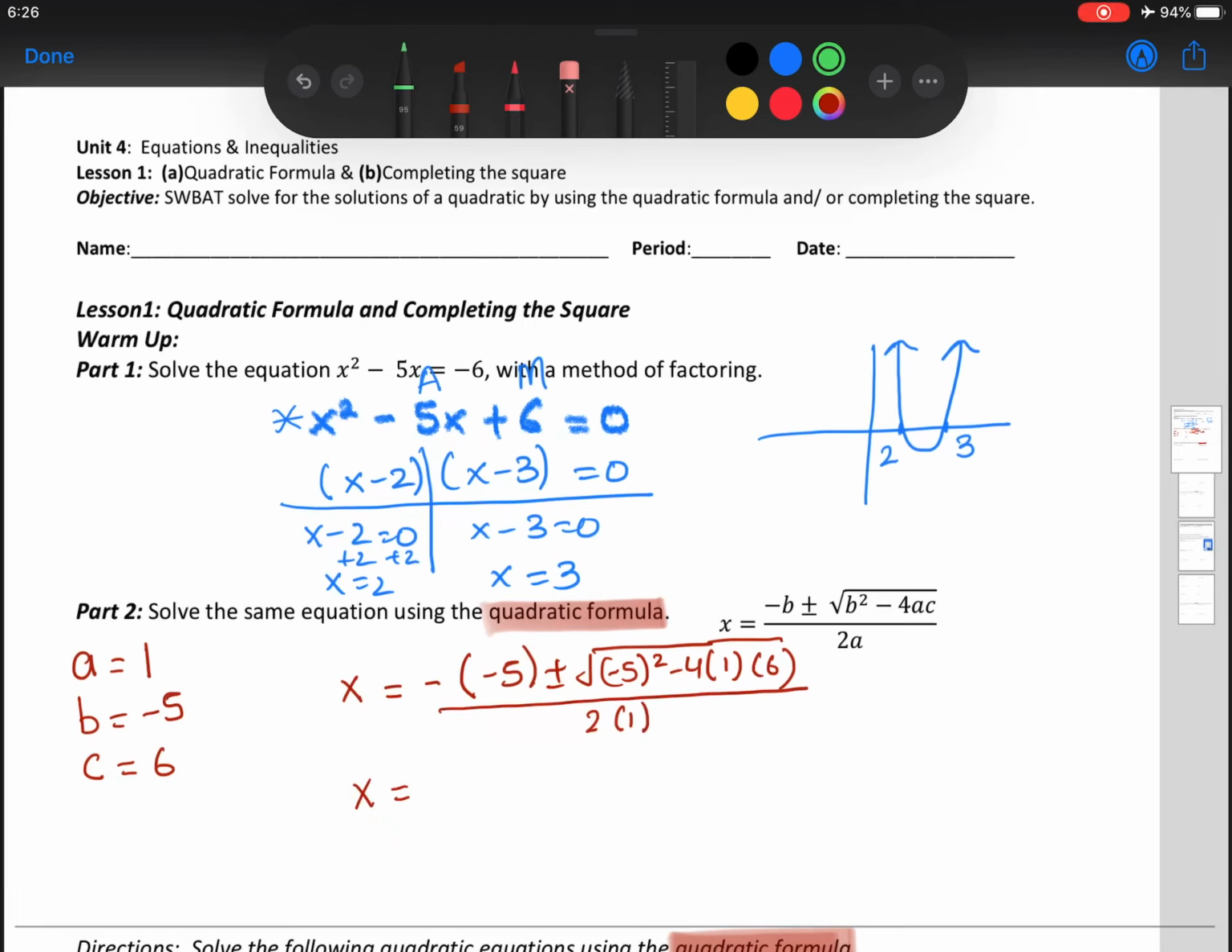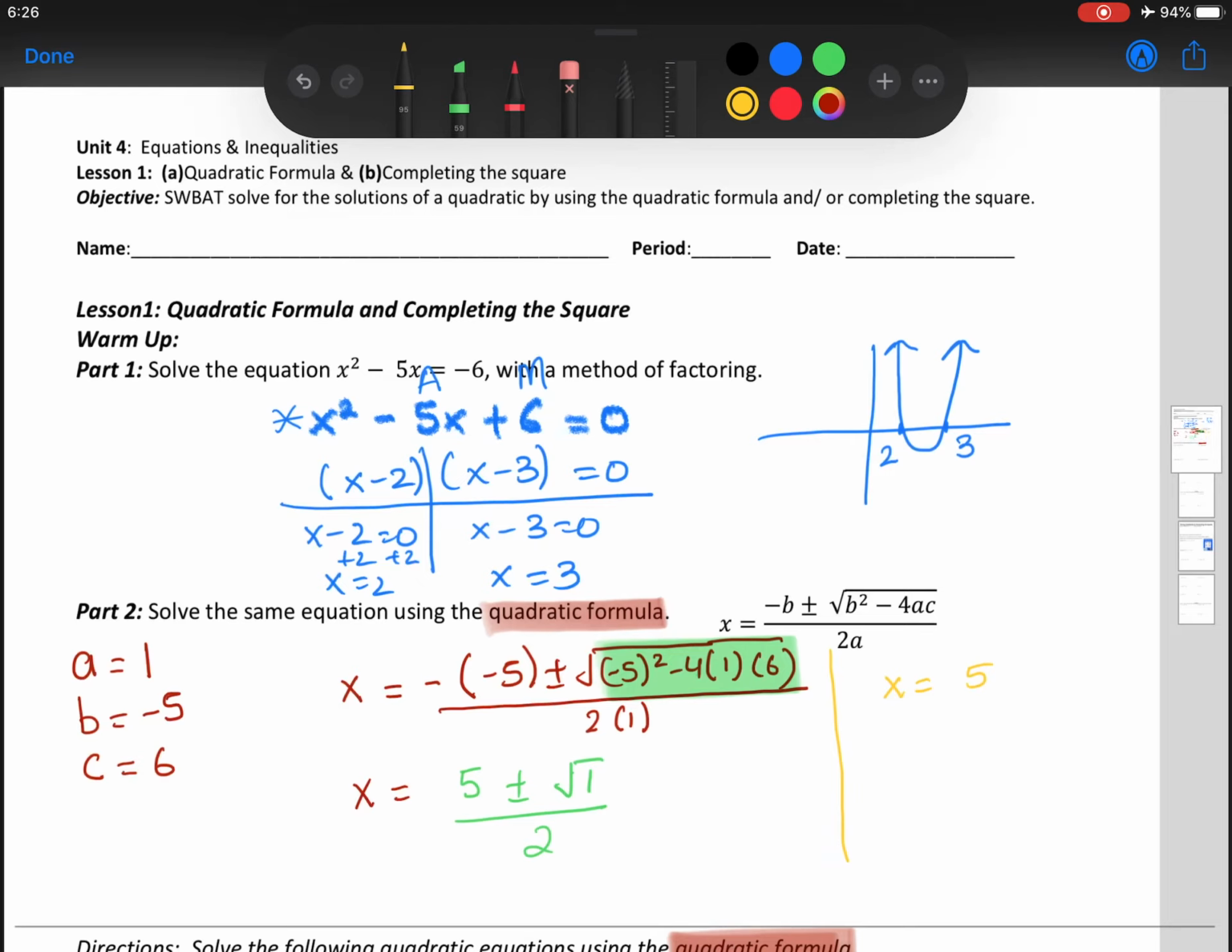Now you can do this part. This is called the radicand. You can simplify that. You can do it in your head or use the calculator. So the opposite of -5 is just 5, plus and minus. -5 squared is 25 and 4 times 1 times 6 is 24. 25 minus 24 is just 1, over 2. I'm going to take it here. I'm going to draw a line and I'm going to work here.